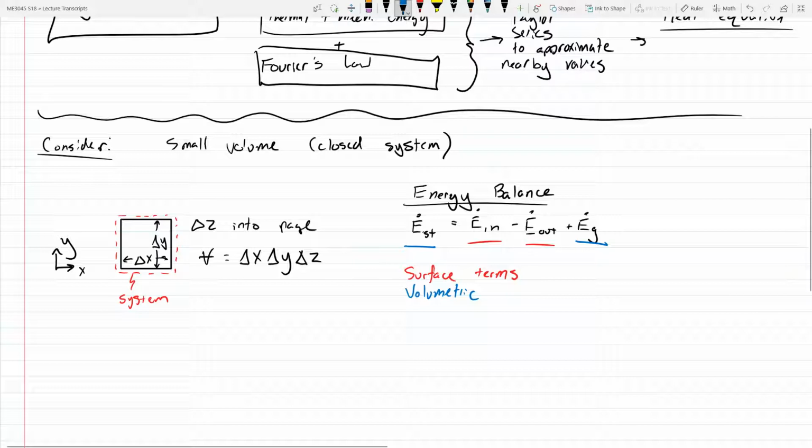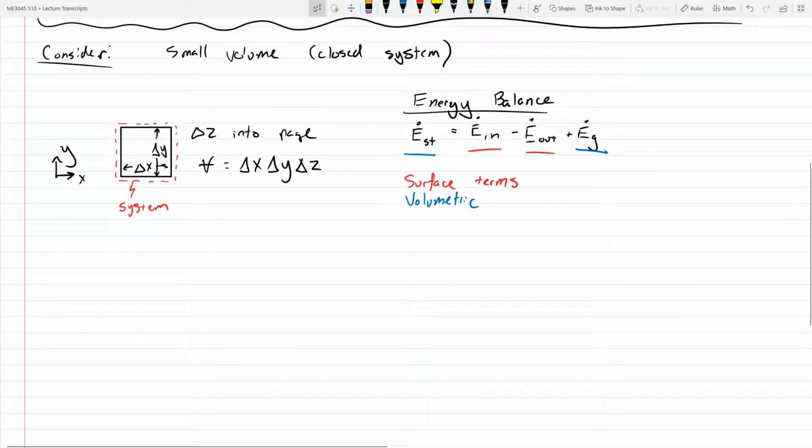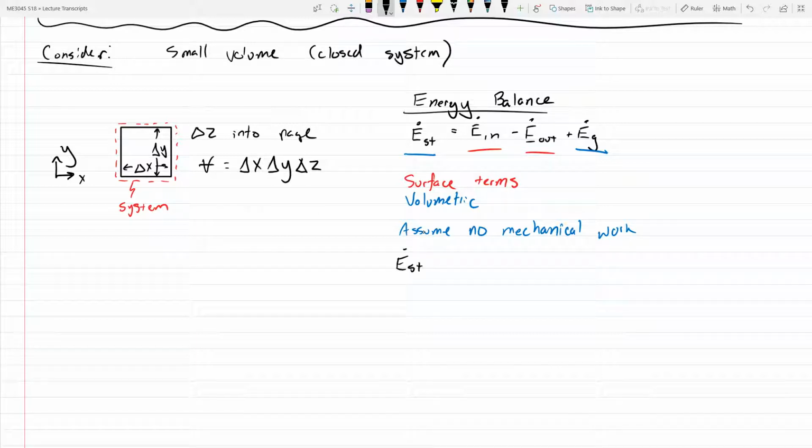So we're going to go ahead and make a couple of assumptions here. The first is to assume no mechanical work. What does that do for us? It means that our E in and E out terms are due only to heat transfer. So this turns into E dot stored is equal to Q in minus Q out plus E dot G.